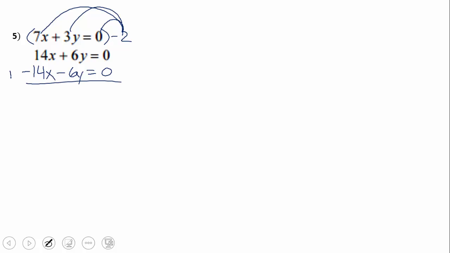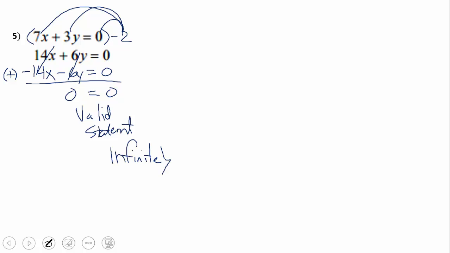And if I add these two equations together, I can eliminate the 14 and the negative 14, that goes to 0. And then the 6y plus the negative 6y, that goes to 0. So I end up with, again, 0 equals 0. That is a valid statement, which means I have infinitely many solutions.